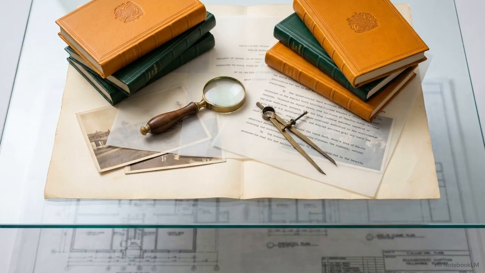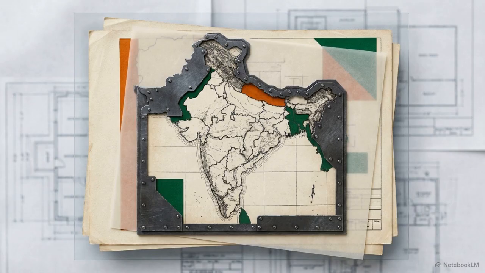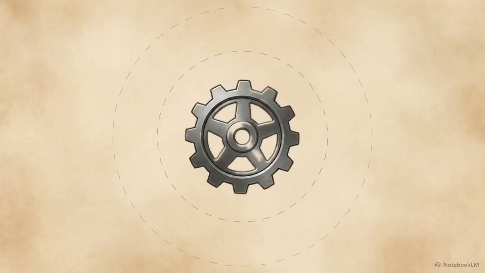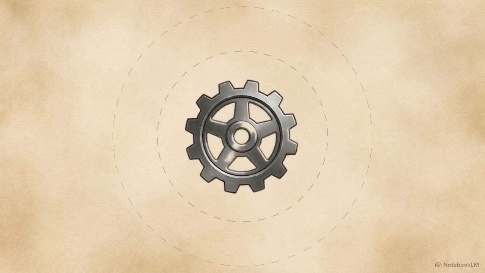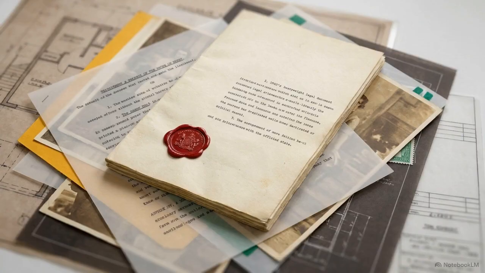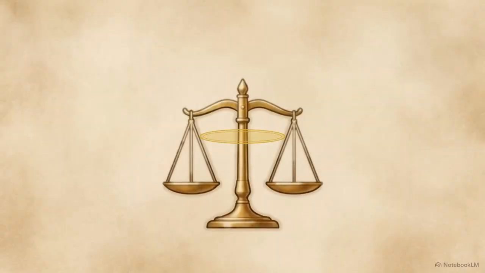blindly steal ideas. The founders surveyed the world's best democratic systems and extracted specific mechanisms to armor a highly vulnerable new nation. To understand the Indian Constitution, we have to look past the legal jargon and treat it as a sequence of engineered solutions designed to solve specific national crises. The immediate foundation for this project was a British law, the Government of India Act of 1935.